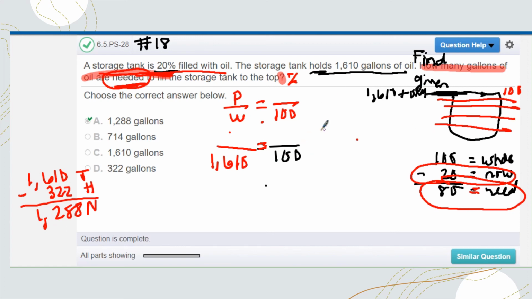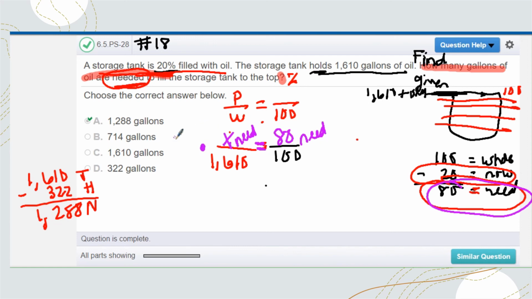But if I put the percentage that we need, which is going to be 80%, because it's the difference between the whole and what we have, 80% represents the need. So if I put a variable right here and I solve for the variable, it is equivalent to the need percent. So the variable will be the actual amount that we need. So if I put 80% and solve for the variable, I'll get my answer.